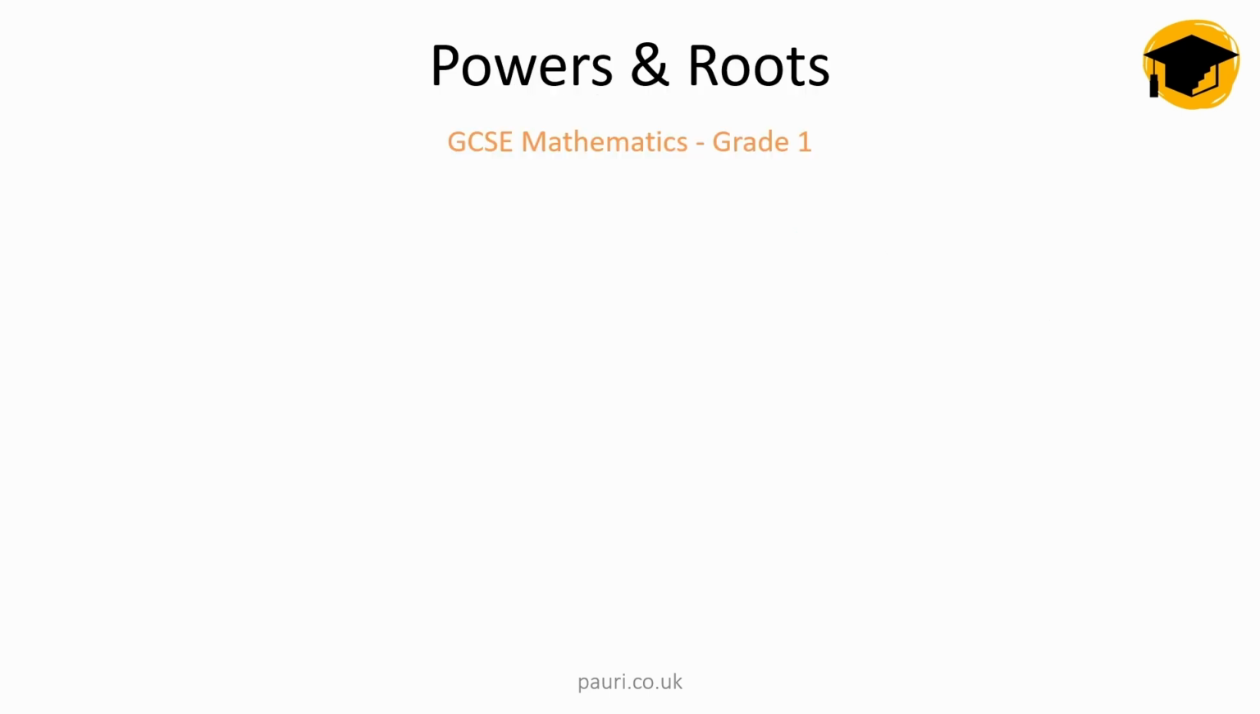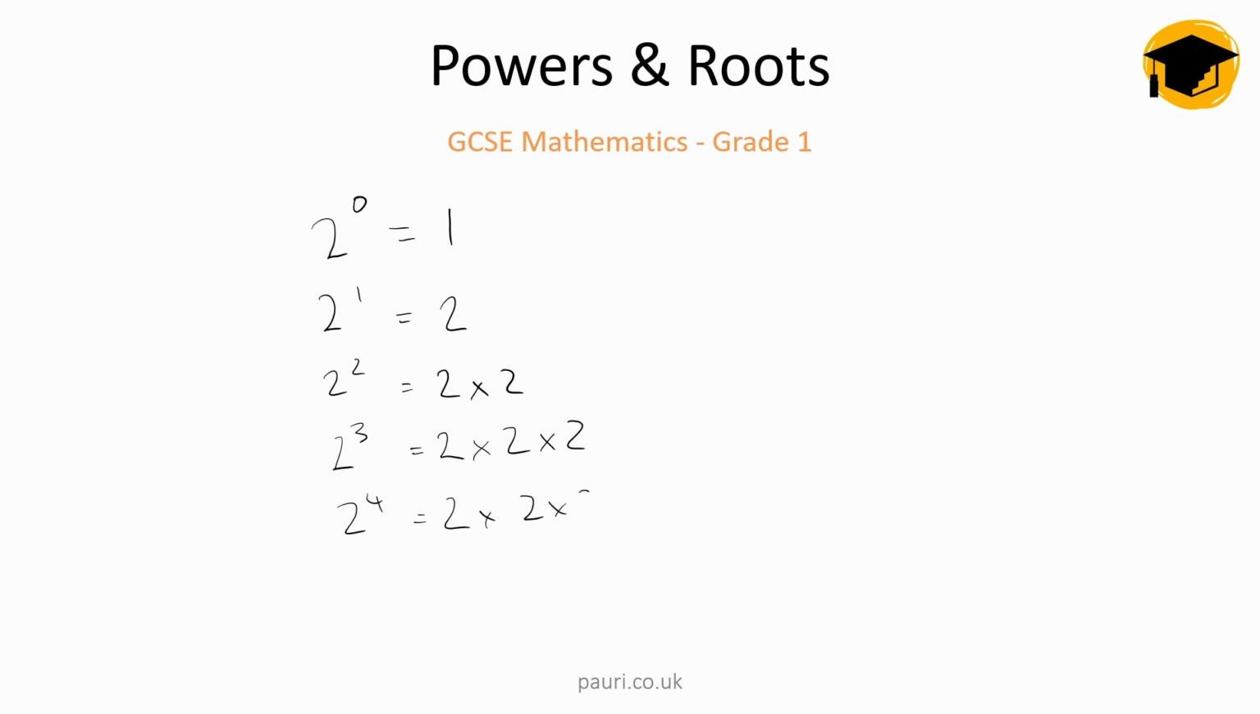Perfect. Powers and roots. Let's do a recap of what we covered a little bit earlier. Anything to the power of 0 is 1. Anything to the power of 1 is itself. 2 squared is the same as saying 2 times 2. 2 cubed, same as saying 2 times 2 times 2. 2 to the power of 4, same as 2 times 2 times 2 times 2, etc. You get the pattern. And the opposite applies with square roots and cube roots.